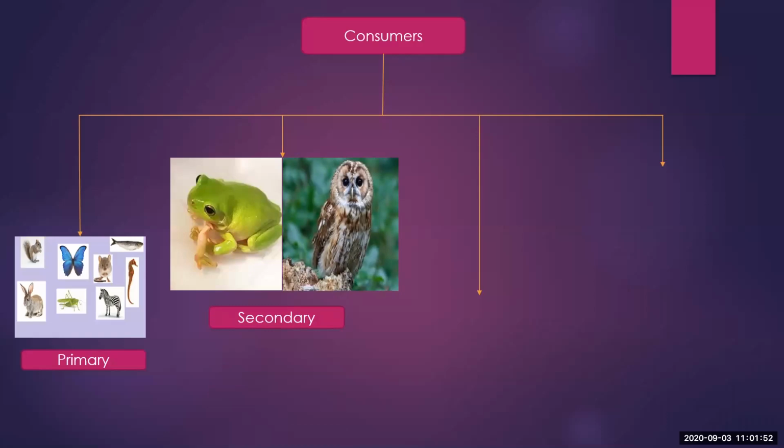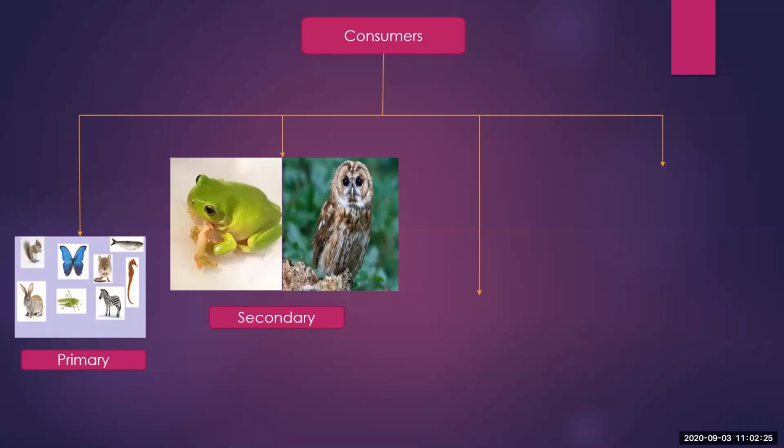Secondary consumers use herbivores as their food. Now the secondary consumers will eat butterflies, grasshoppers, rabbits. So the secondary consumers will eat these primary consumers, so they depend on primary consumers for their food. The primary consumers are herbivores. So these secondary consumers will depend on these herbivores for their food.